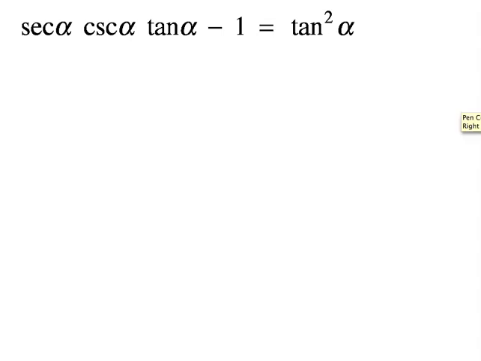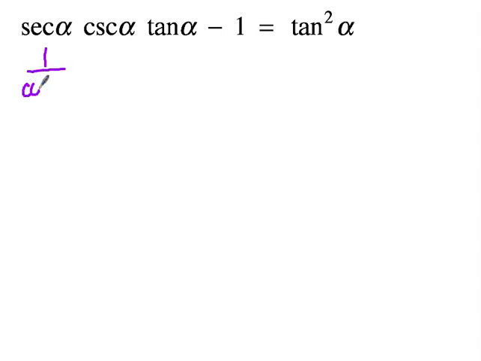Let's see. So we have secant times cosecant times tangent minus 1, and that's going to equal tangent squared, and that's the Greek letter alpha. It is an alpha, it's just kind of like a fish there. So what do you think we're going to do here? Convert. Yep, convert. So what do we have?